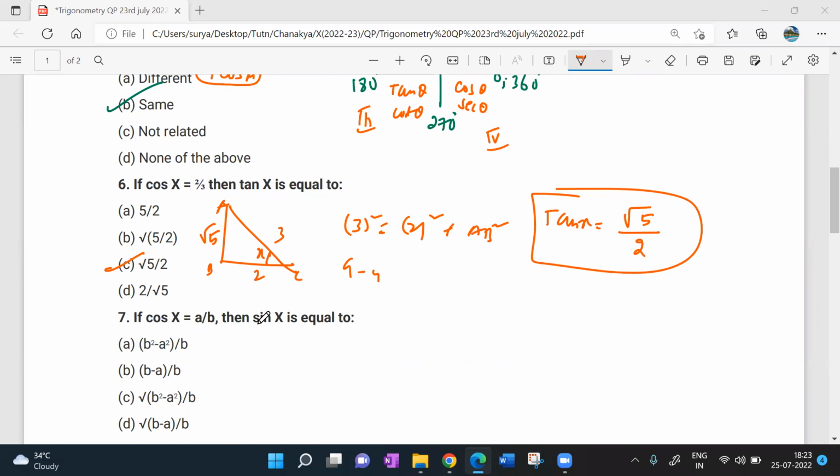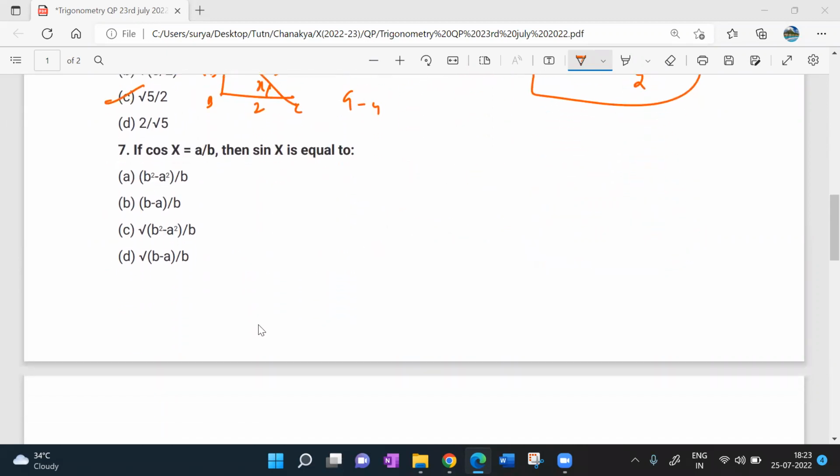Yes. This option C is correct. Next, if cos x is equal to A by B, then what is sin x? Same thing, look at it here. Cos x is nothing but A by B. This is x. Then sin x is what?